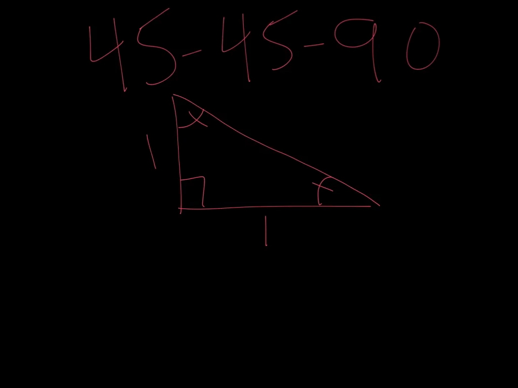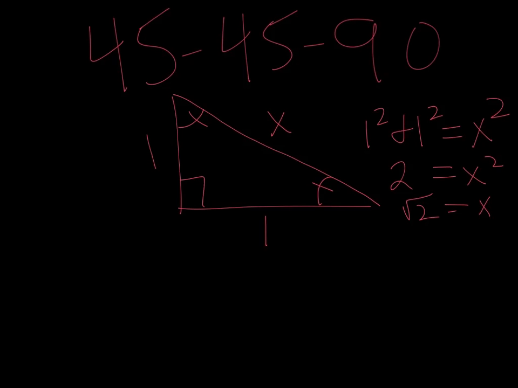Okay, if I wanted to know what the hypotenuse was, for now let's call it x, I would take 1 squared plus 1 squared, following the Pythagorean theorem, is equal to x squared. If I did that, then I'm going to get 2 on the left side equals x squared, meaning x has to equal the square root of 2. This is a special case, and it'll hold true.